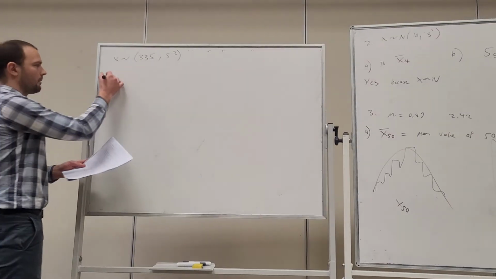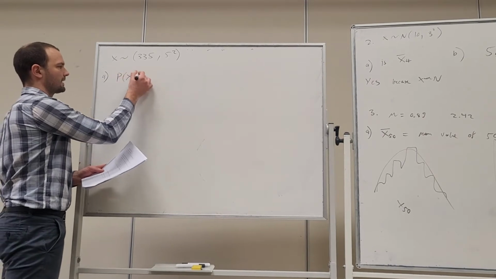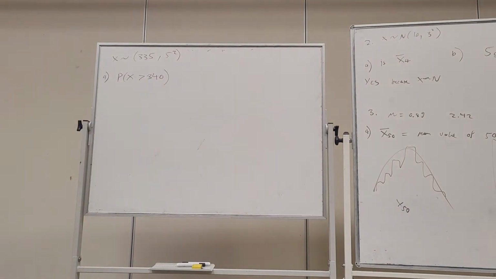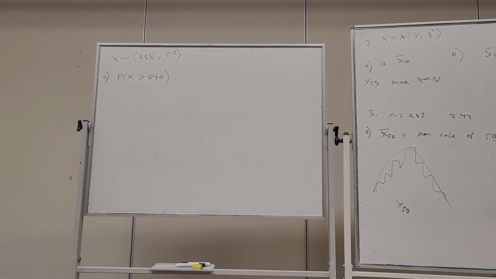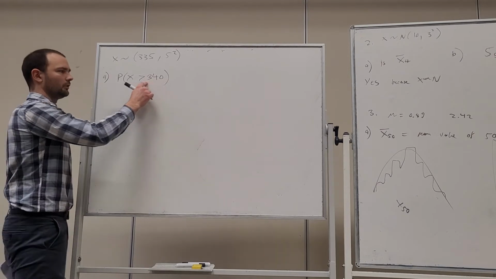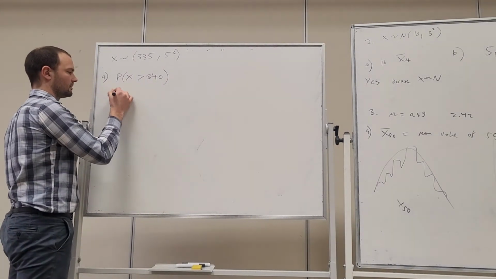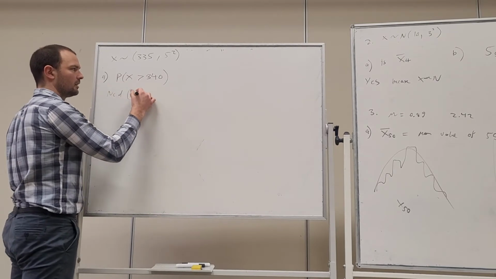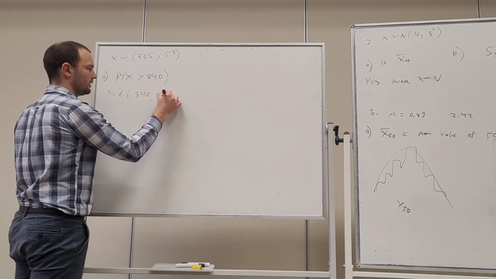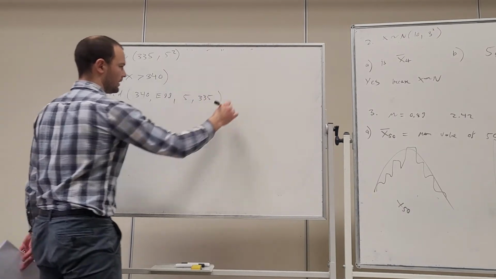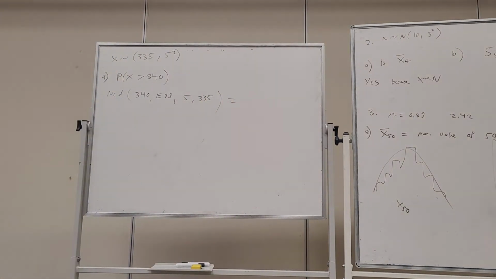Part A, find the probability of x being greater than 340. This is a simple normal distribution calculation. We're saying what's the probability that a randomly selected bottle is going to have more volume than 340 millilitres. So let's do it this way this time. NCD, we're going 340, E99, 5, 335. Put that in and run it, and it will generate the solution for you.